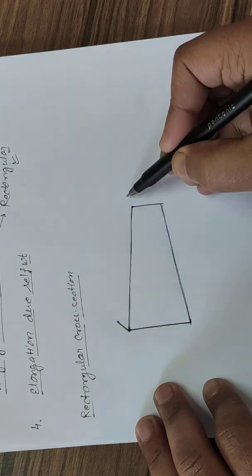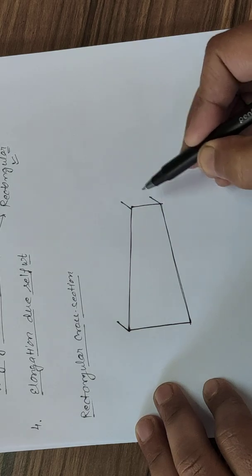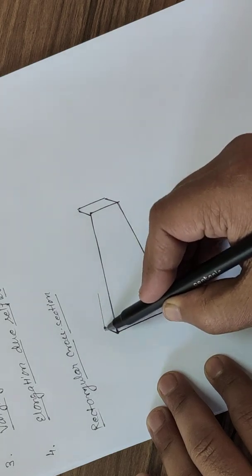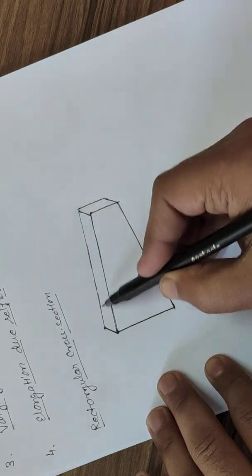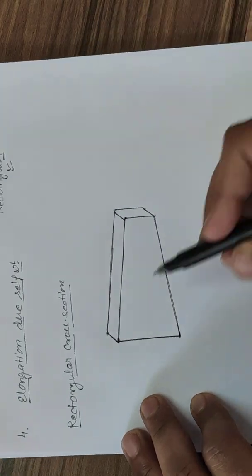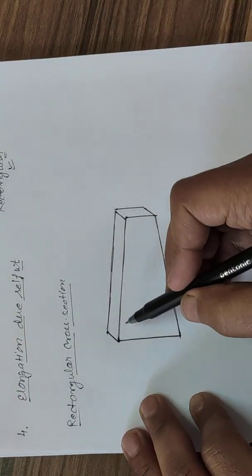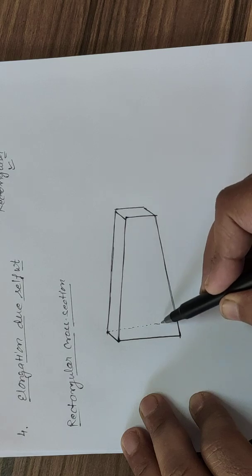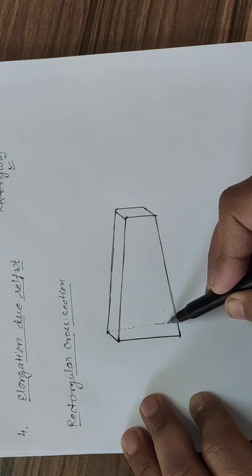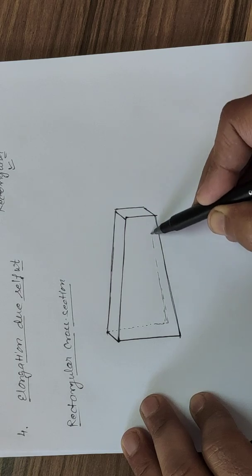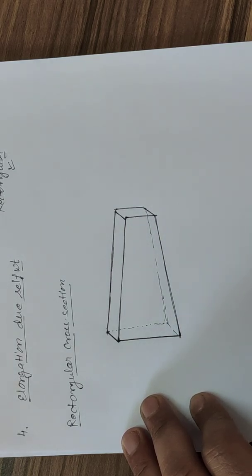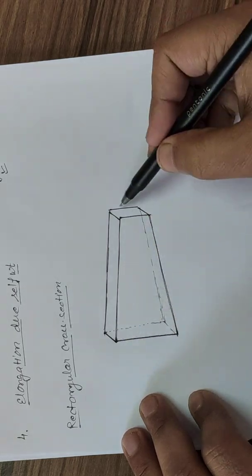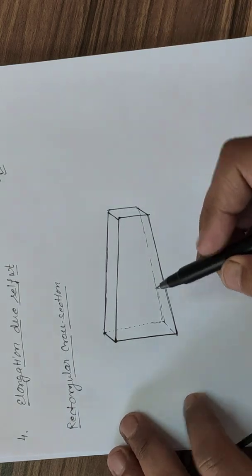Now isometric view means the 3D view. This is the 3D view, and the cross sectional area is varying. Here we can observe that this is the smaller section and this is the larger section. The dotted line clearly shows the rectangular section. Here we have a larger cross section, and here we have a smaller cross section.